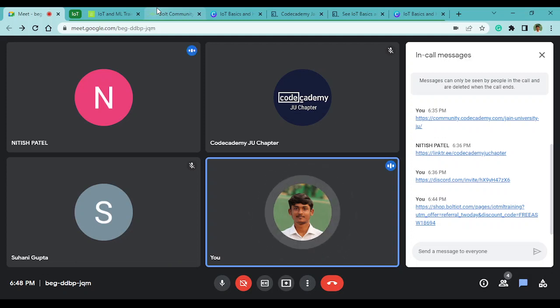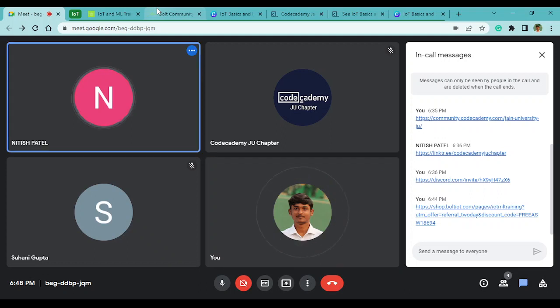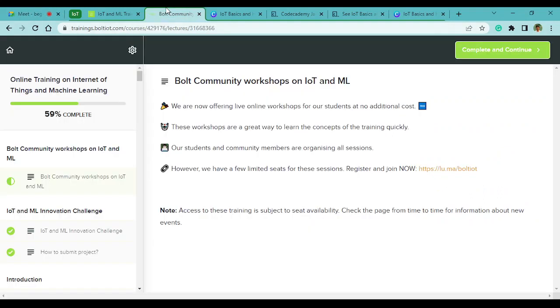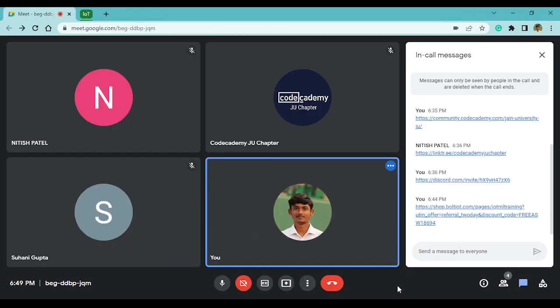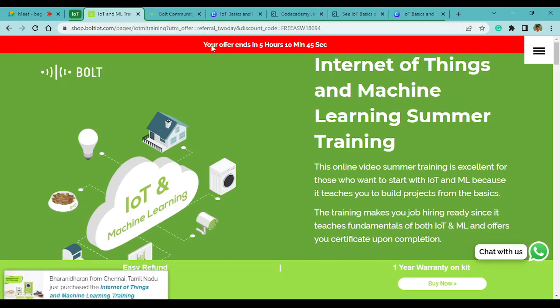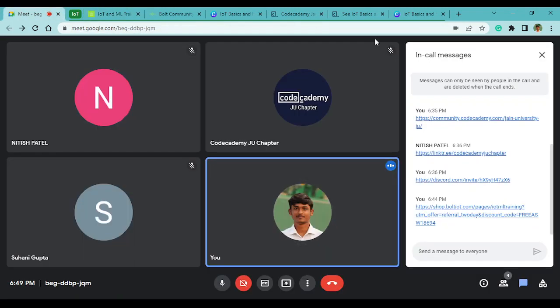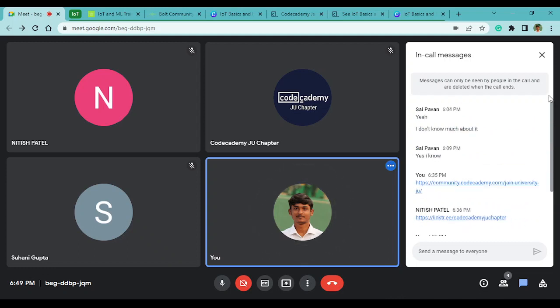Bolt IoT is doing a really good job, to be honest. It's an Indian startup, and I was pretty amazed by their entire platform. That's why I wanted to share this knowledge as well. I was in contact with the founder, and after sharing the event details, he shared this coupon with us as well. So it's really great. That's pretty much it about this basics of IoT event.